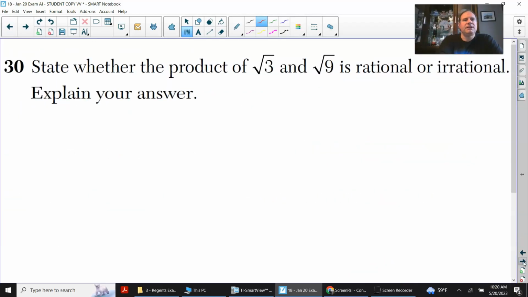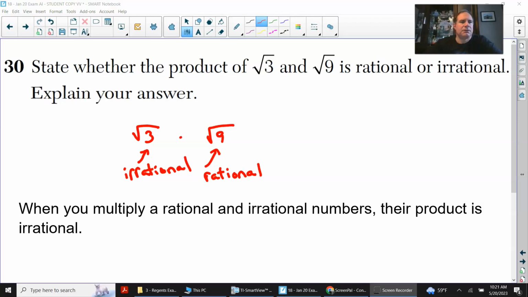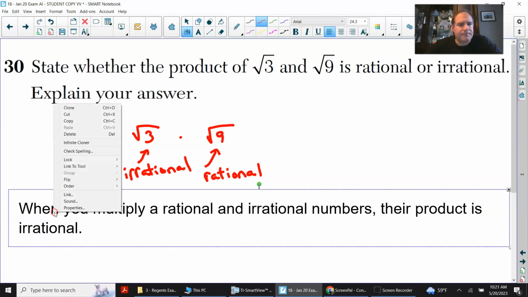Moving on to number 30. State whether the product of square root of 3 and square root of 9 is rational and or irrational. So square root of 3 is irrational, times the square root of 9. Square root of 9 is 3. That's a perfect square, is rational. When you multiply an irrational times a rational, you get an irrational answer. And that's what you have to state. And that is your answer.